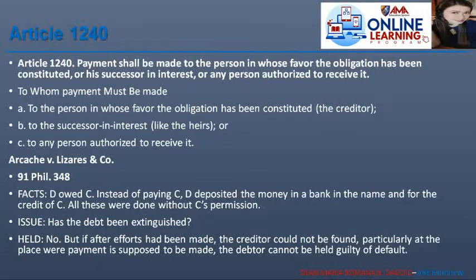So ganito, may utang si D kay C. Pero instead na ibigay yung pera mismo kay C, dineposit na lang ni D sa bangko sa pangalan ni C. Okay. Pero hindi alam ito, class, ni C. So, ang tanong, has the debt been extinguished? Nawala na ba yung utang ni D kay C? Dahil naibigay naman niya, class, sa bangko. Okay, hindi nga lang niya naibigay personally kay C, kung yun ang usapan nila.